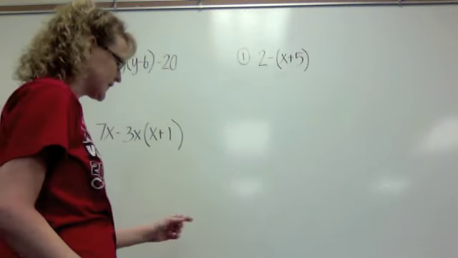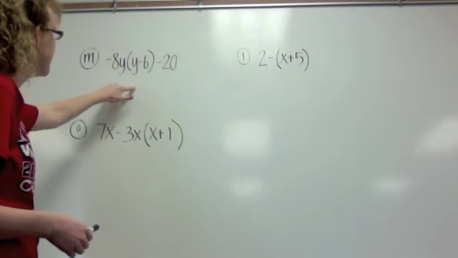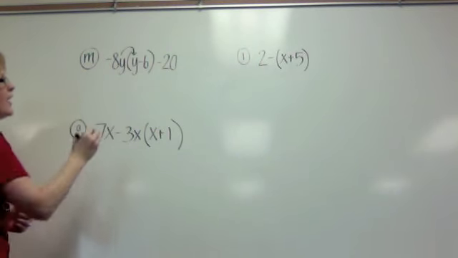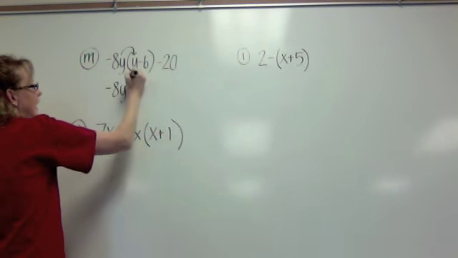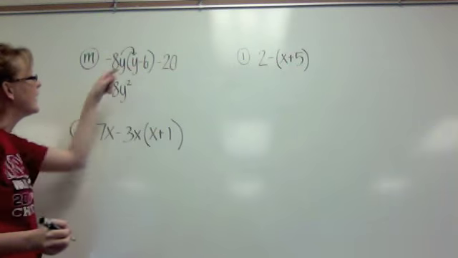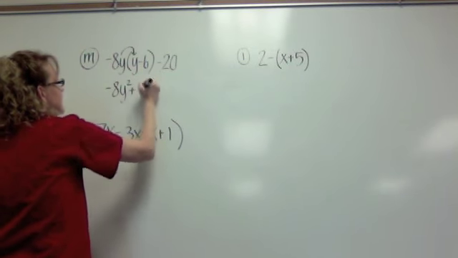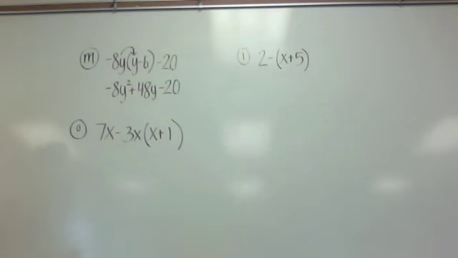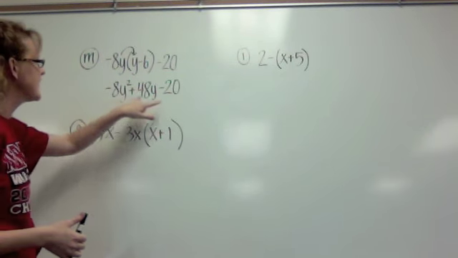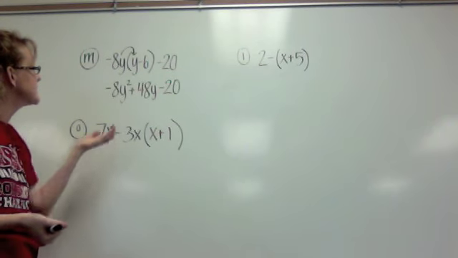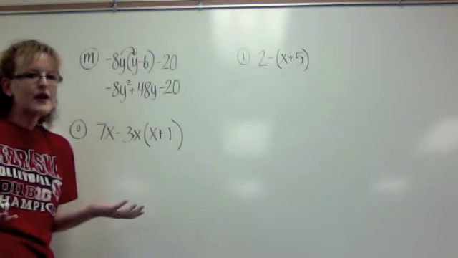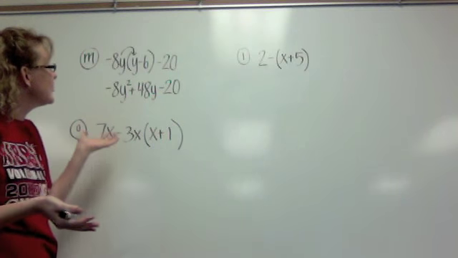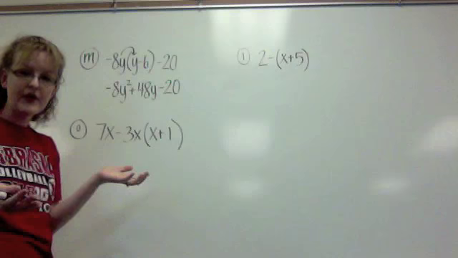So if I look at my first example, we're going to do m. I'm going to go ahead and distribute the negative 8y. So negative 8y times y, negative 8y squared. Negative 8y times negative 6 is a positive 48y. And then we just go ahead and bring down that minus 20. Well, I can look at this example right here, and I'm going to be looking for like terms. I have a y squared and a y. We know we can't put those together unless they're exactly the same. So in this case right here, I don't have any like terms, so I'm finished.